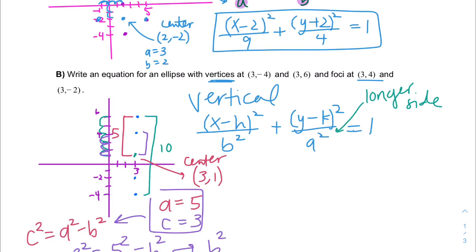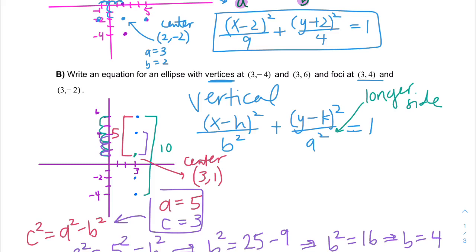That's going to be b squared equal to 25 minus 9, and then the answer is 16. So b squared is equal to 16, which means that b is equal to 4. Let's do a little double arrow there. Alright, so b is equal to 4.